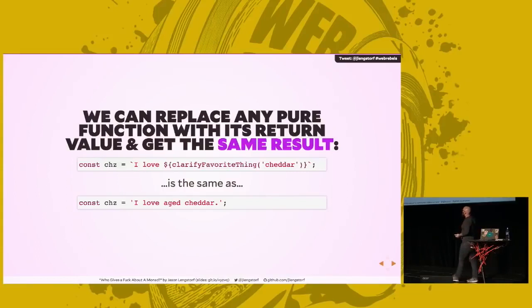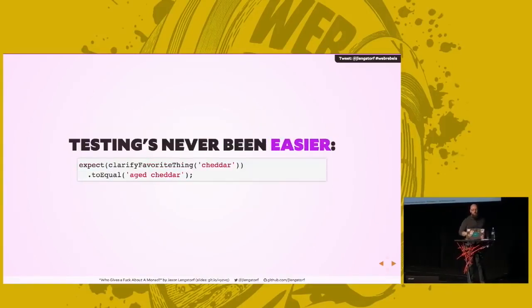So that means that if I say, I love clarify favorite thing cheddar, and I love aged cheddar, those two declarations are the same because of the referential transparency of clarify favorite thing. Clarify favorite thing with cheddar as an argument will always result in aged cheddar the way that we wrote that function. And this is really good for testing because we can literally test that. And we know that that's true, and if it's not true, it means that somebody broke our function, or we broke our function, more likely.